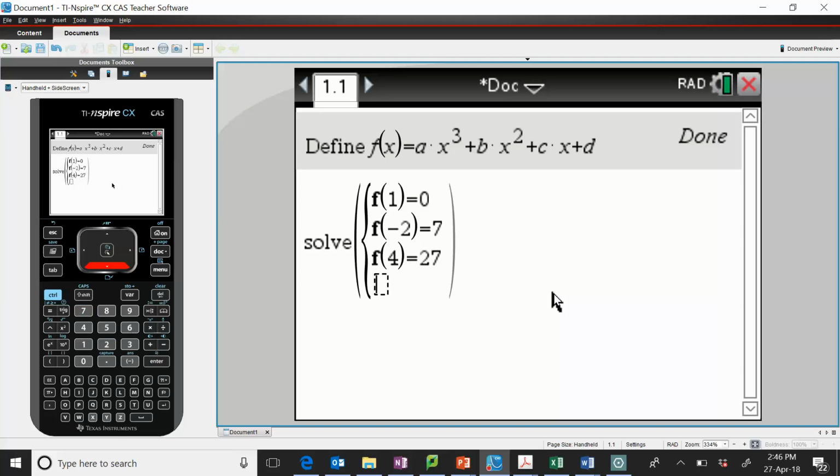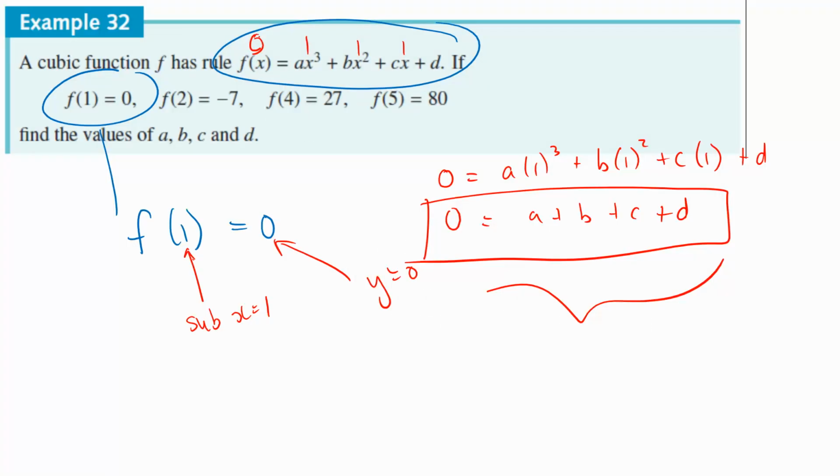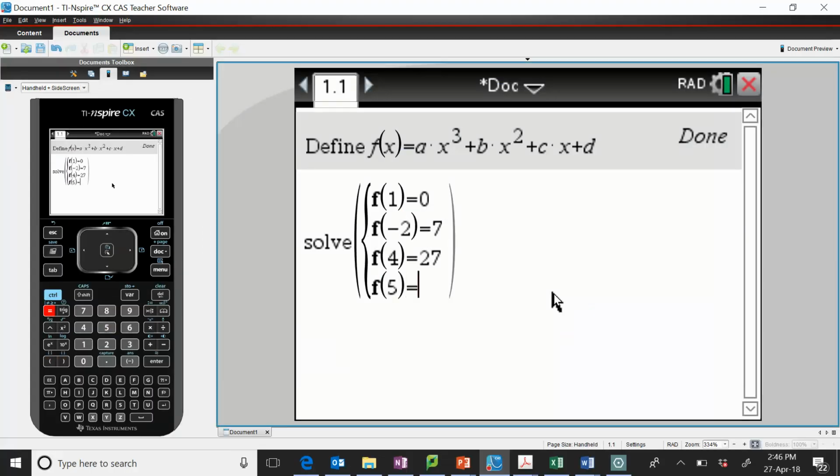Am I going too fast? No? Next one, the coordinate is f of 5 equals 80. Okay, now I'm going to wait for you until you type all of this down, yeah? I want to see if this works.